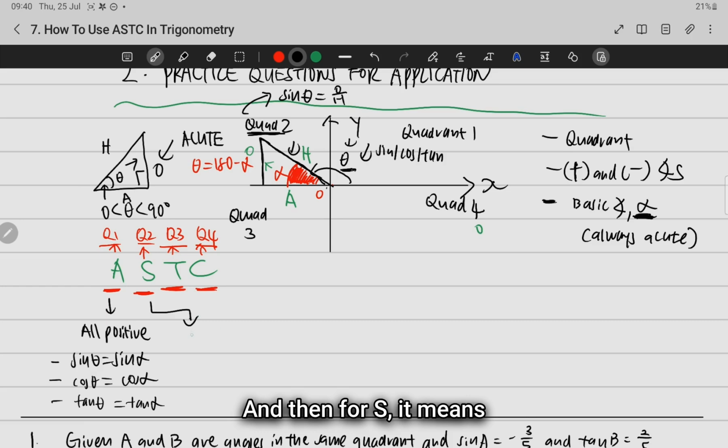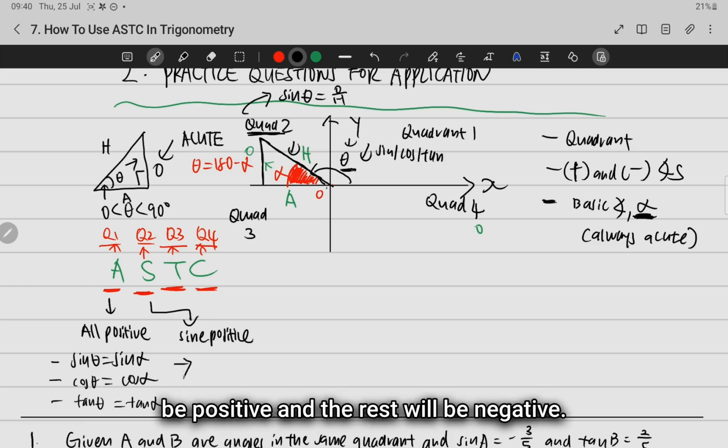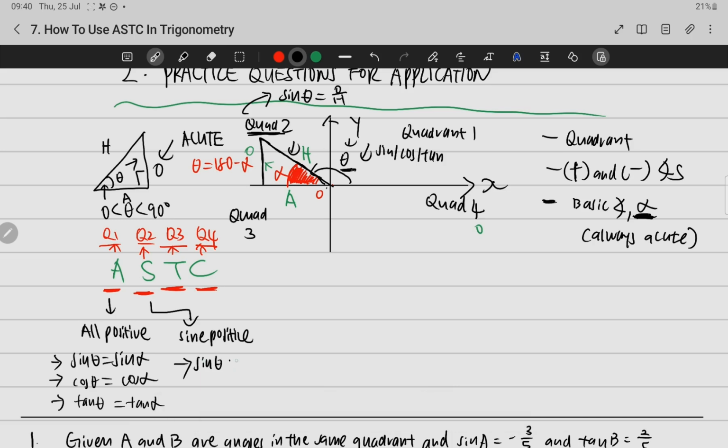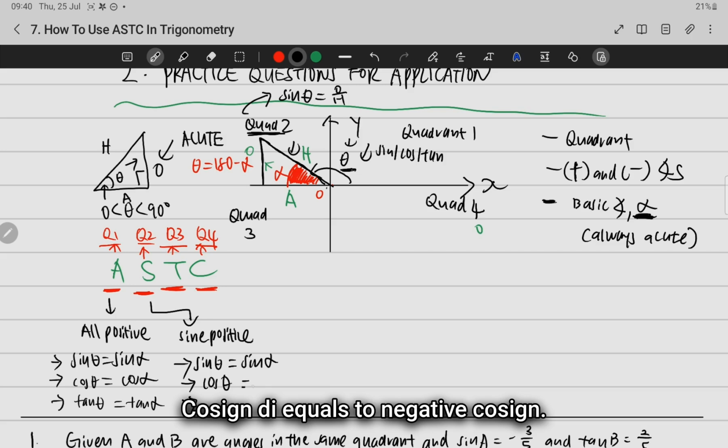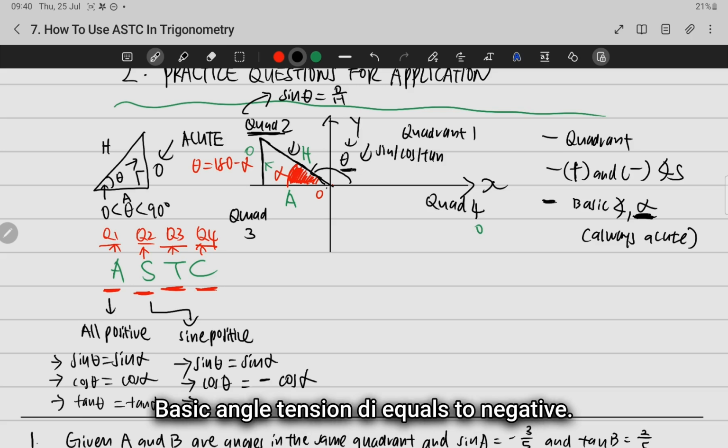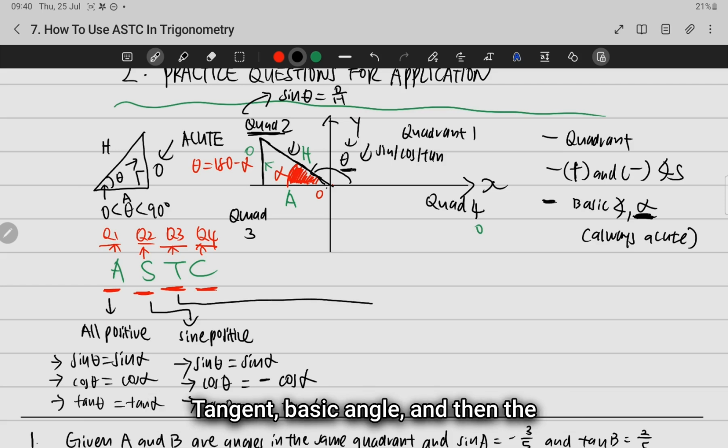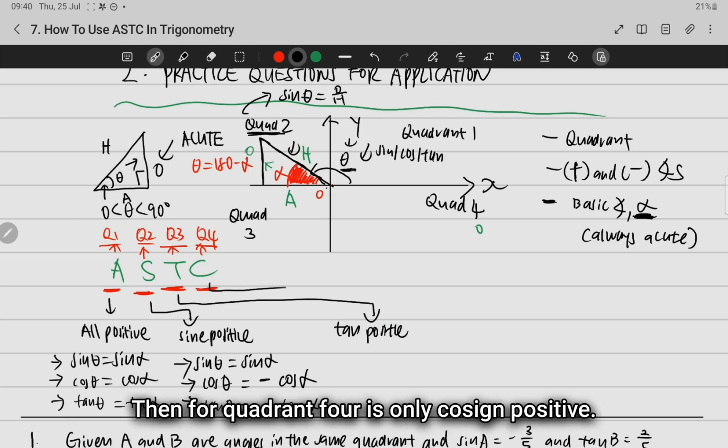And then for S, it means that it's only sine positive. That means in quadrant 2, only sine will be positive and the rest will be negative. So sine theta in quadrant 2 equals sine basic angle. Cosine theta equals negative cosine basic angle. Tangent theta equals negative tangent basic angle. And then the same thing goes on. So for quadrant 3, only tangent is positive. Then for quadrant 4, only cosine is positive.